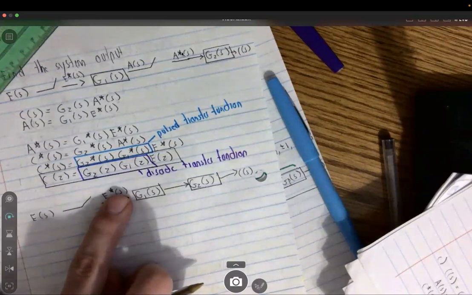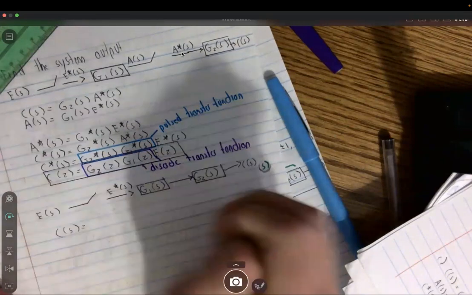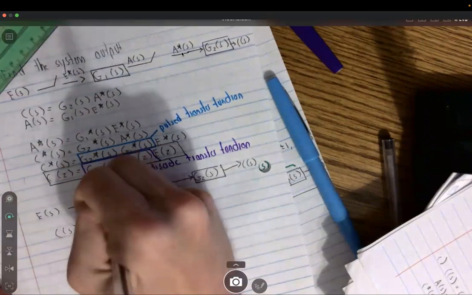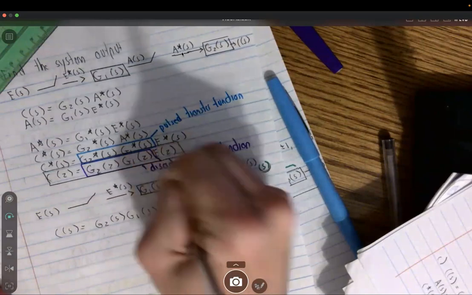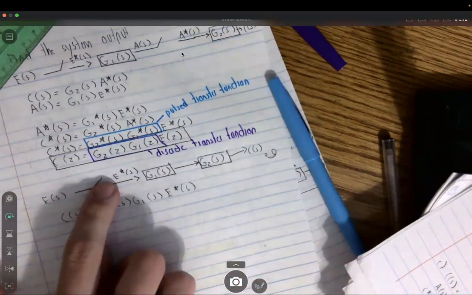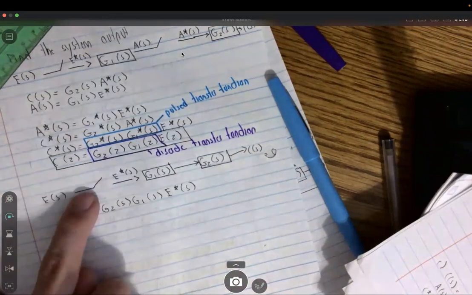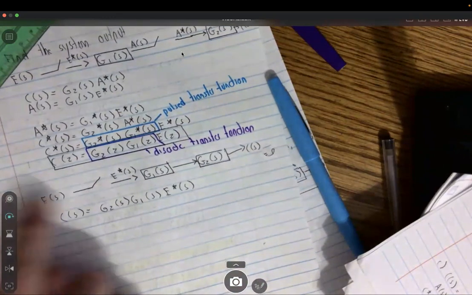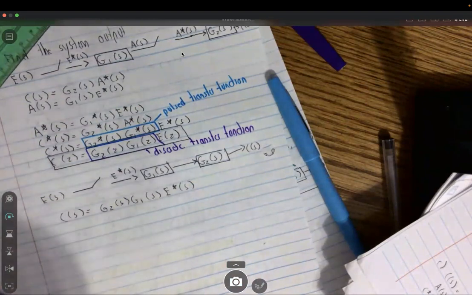Okay. Now that we have that, remember, we form our output in terms of the output of the switch. So writing the equation for the output in terms of the output of the switch, we get G2 of S, G1 of S, and then E star of S. Remember, last time we formed an equation for the input to the switch, but here there's nothing that comes before this input. So E of S would just be equal to E of S, so it's not really that helpful.